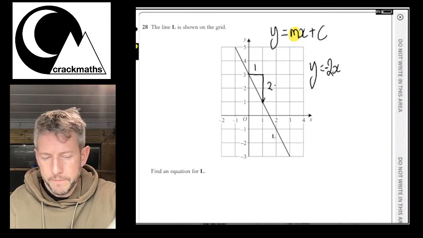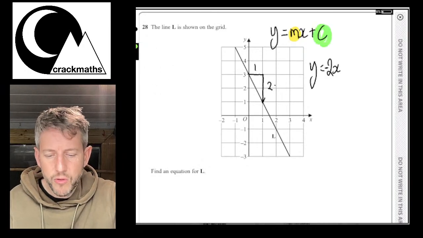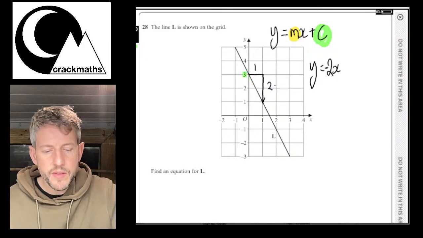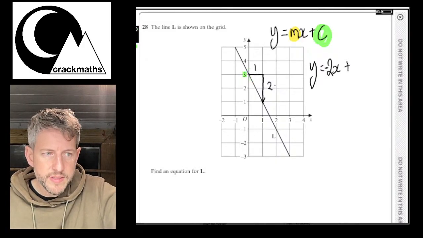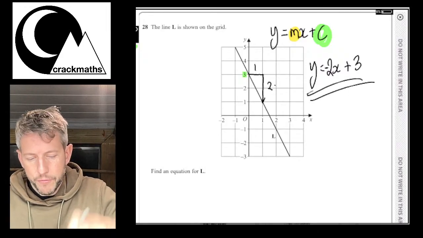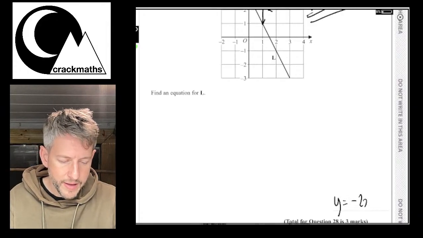And then c is where it crosses the y-axis. So this is crossing the y-axis at 3, so this will be y equals minus 2x plus 3. So that's where that information has come from for this line. So y equals minus 2x plus 3.